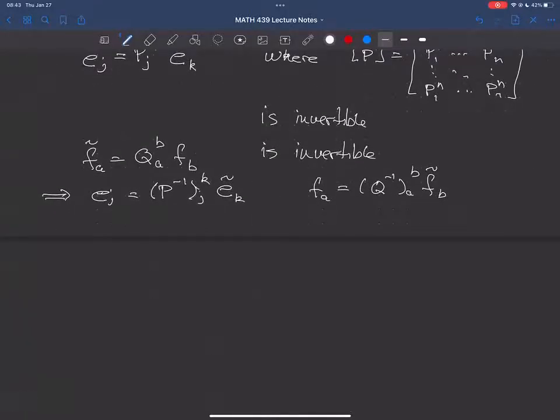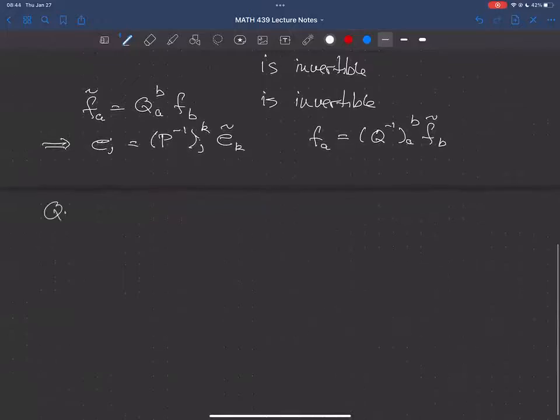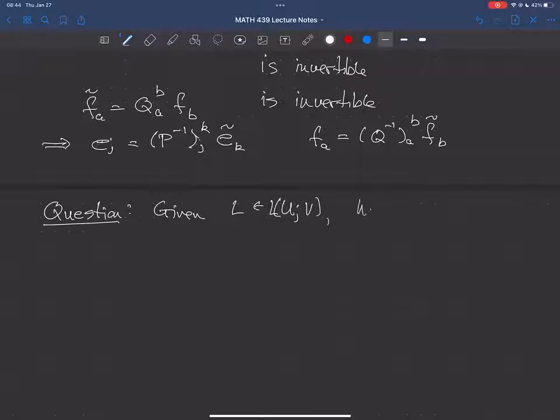So now the question is, given L, a linear mapping from U to V, how are the two matrix representatives, L in F and E, and L in F tilde E tilde, related? That's the change of basis formula.